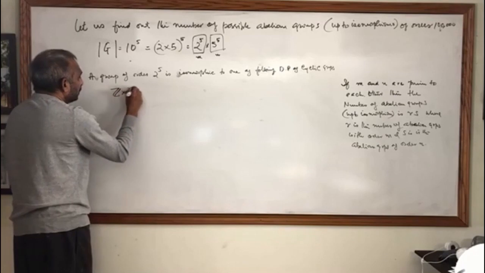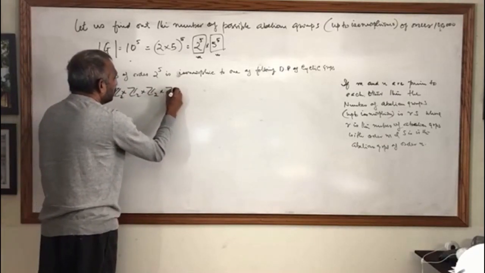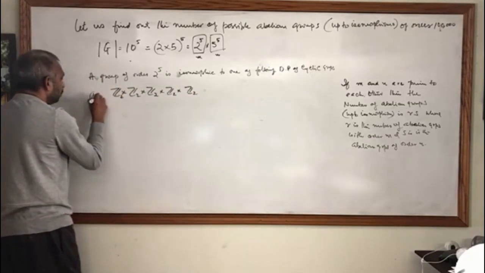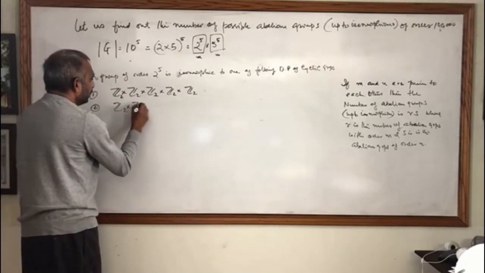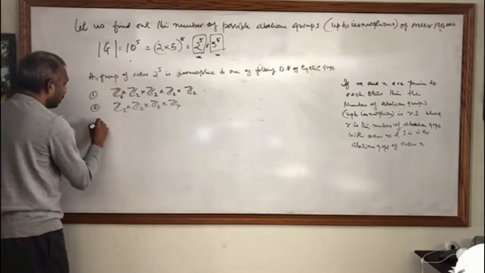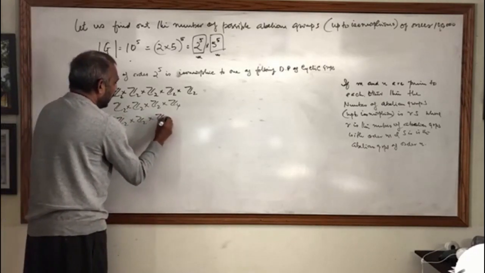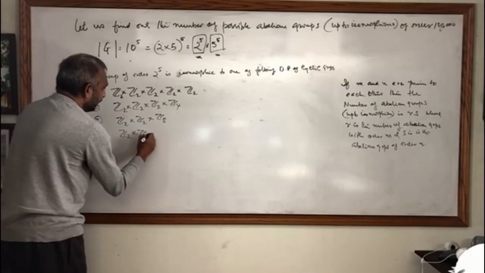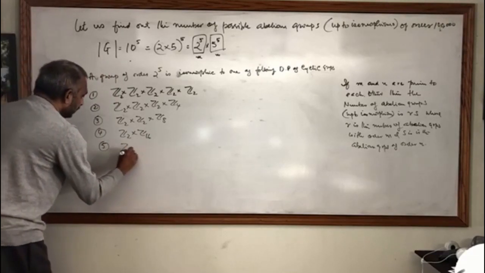Z2, Z2, Z2, Z2, Z2. And second one will be Z2, Z2, Z2, Z4. Third will be Z2, Z2, Z8. Fourth will be Z2, Z16. And fifth will be Z32.